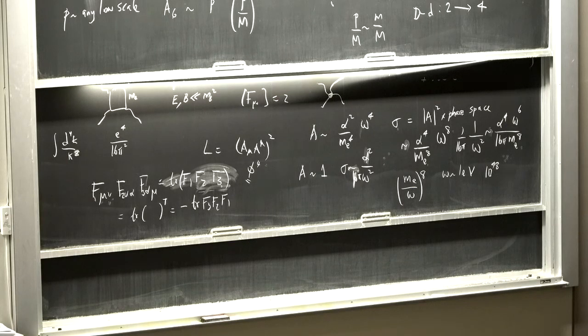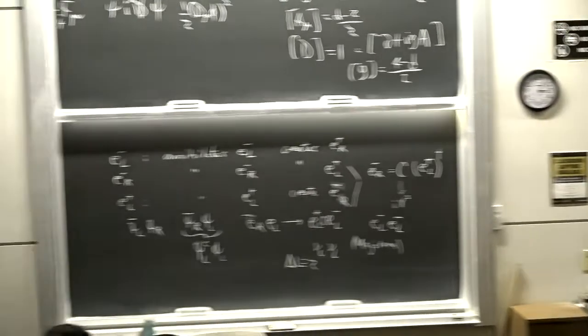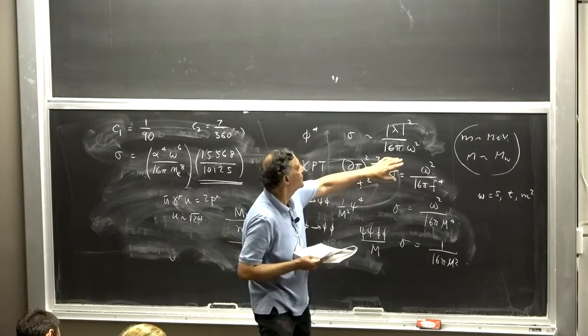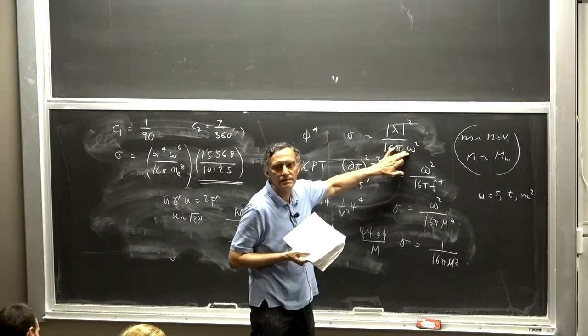For the scalar theory, is the sigma higher divergent? I mean, at low omegas, right? Yeah, that's OK. Yeah.